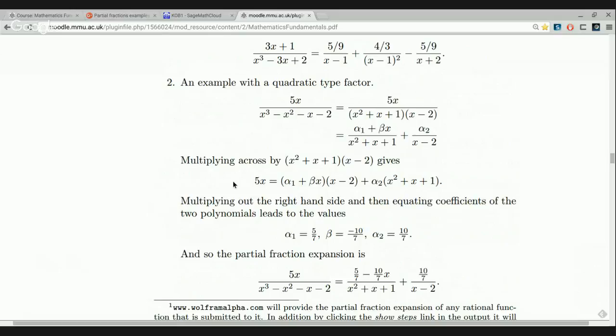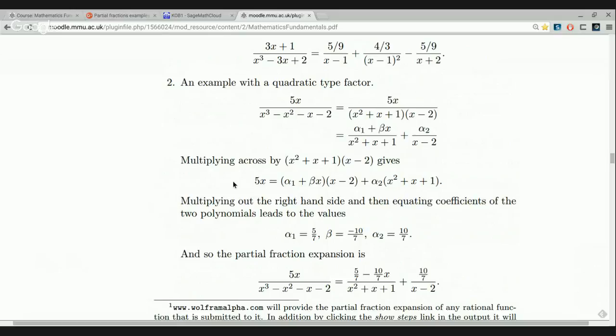So again, you get a system of 3 equations in the 3 unknowns, alpha 1, beta, alpha 2. So you can use the Gaussian elimination technique to solve those if the solution doesn't immediately show itself by means of simple substitutions and so on. And we do have the Gaussian elimination algorithm, which will solve it for us.